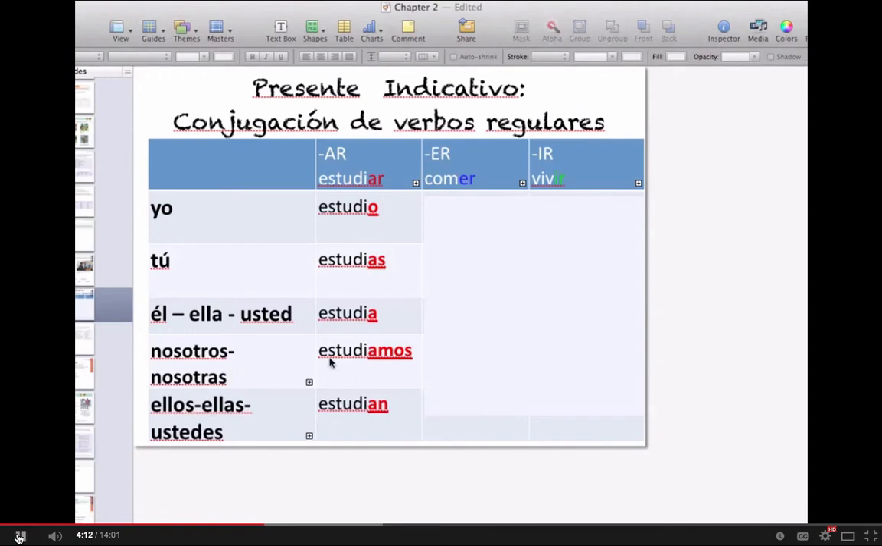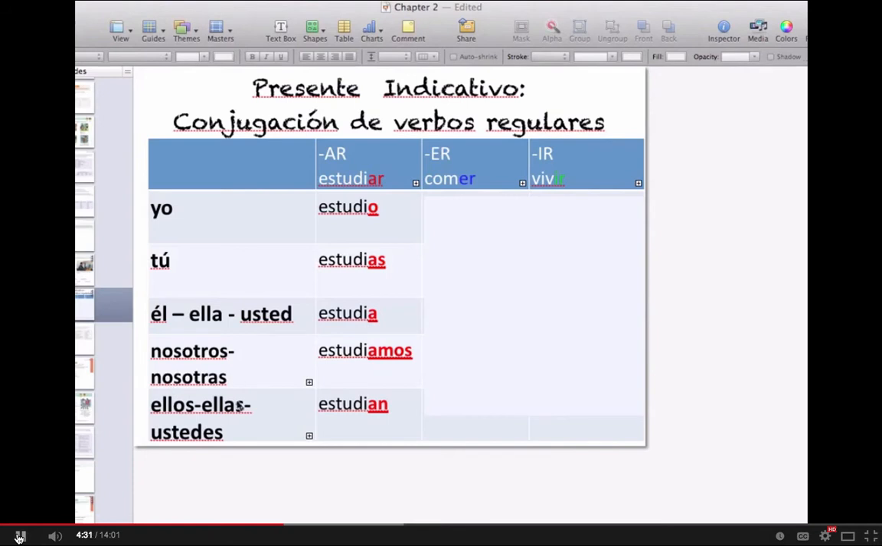Okay? So remember that you're not always going to have just the pronouns in a sentence. You could have, instead of él, ella, you could have a name. You can say María estudia. Jorge estudia. El profesor Gómez estudia. Okay?